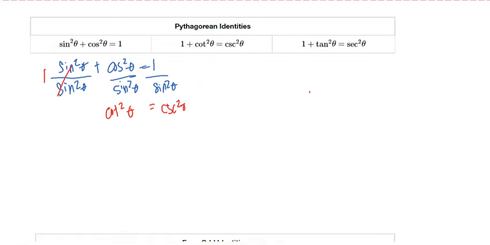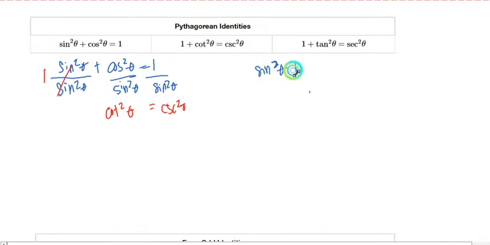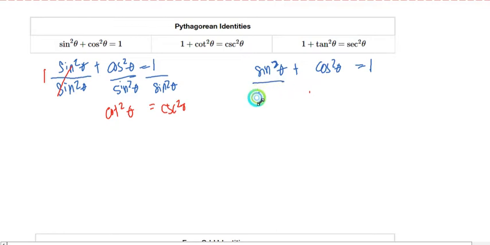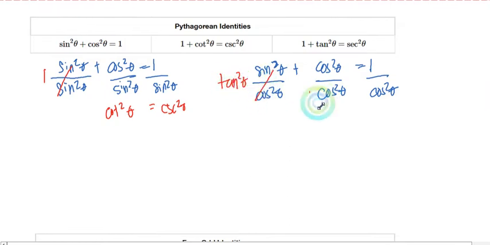So we will have sine squared theta plus cosine squared theta is equal to 1. We divide the whole equation by cosine squared theta. Then sine over cosine is tangent, so this is tangent squared theta. This is 1, and this is secant squared theta. So that is how our Pythagorean identities are derived.